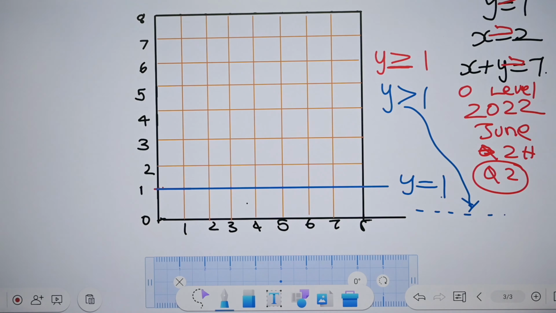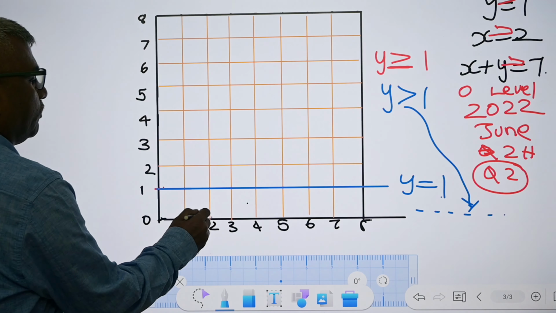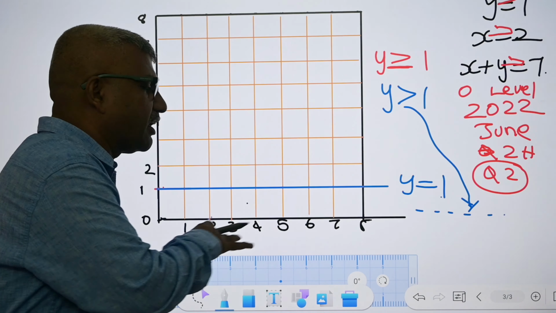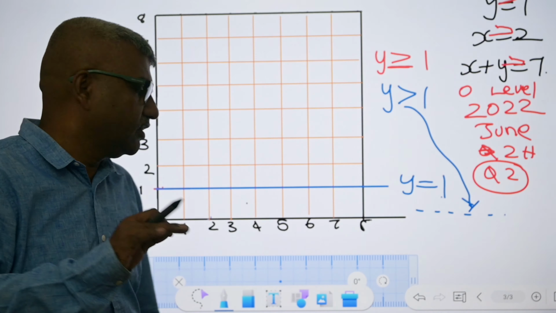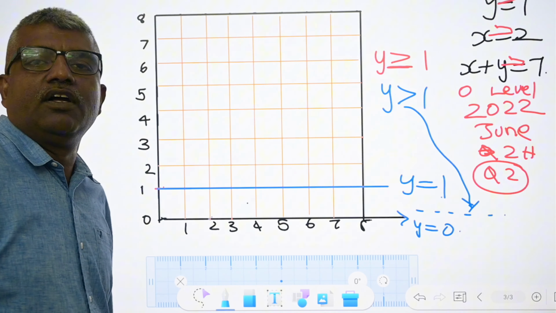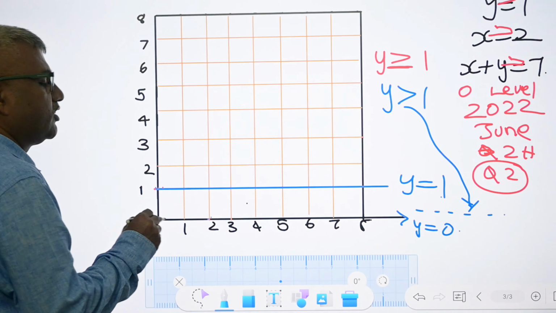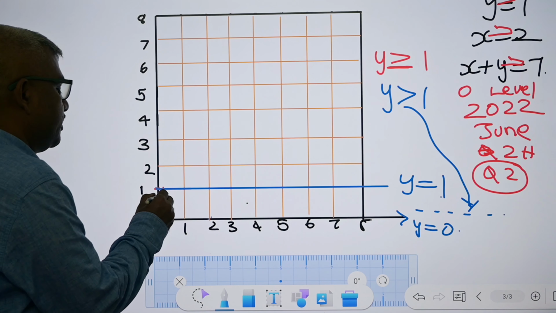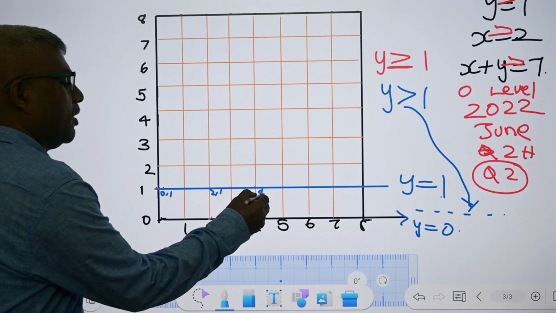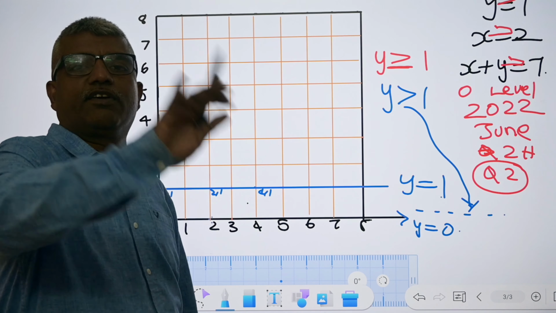Then x is equal to 2. Many people are getting confused. For y equal to 1, we are drawing a line parallel to the x-axis. The x-axis is actually y equal to 0. Why is it y equal to 1? What is this coordinate? 0, 1. What is this coordinate? 2, 1. What is this coordinate? 4, 1. You see, all the y coordinates are 1 only, so it is y equal to 1.